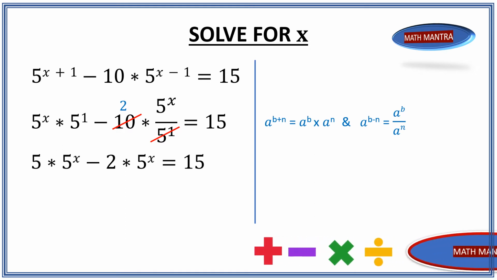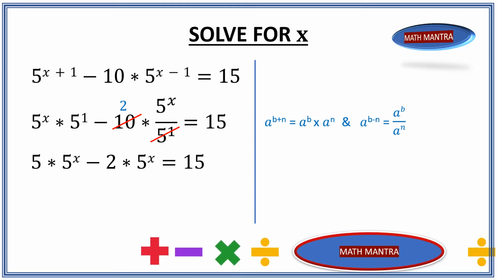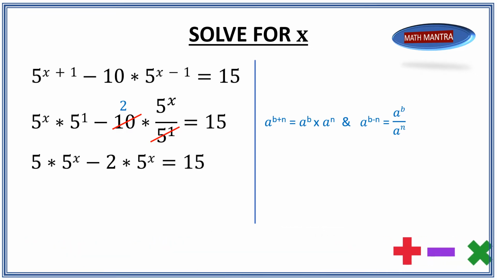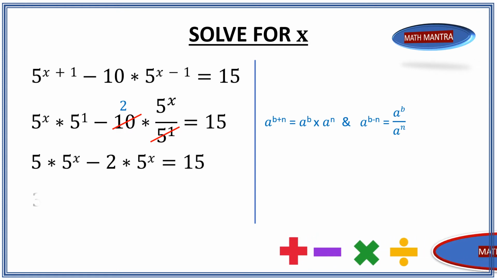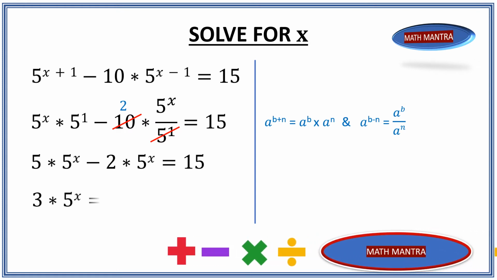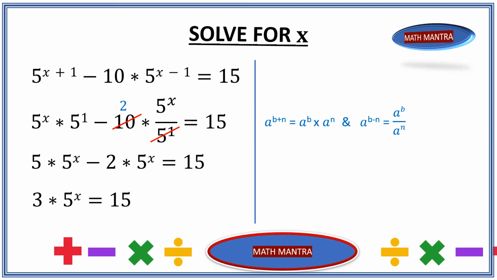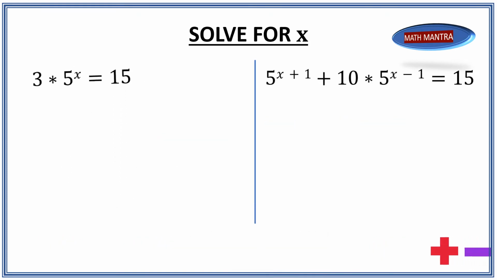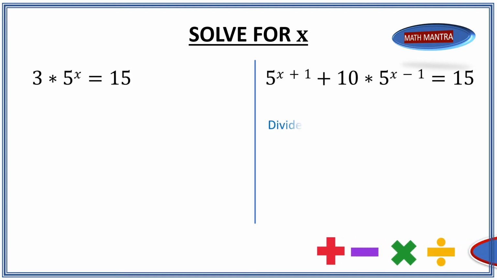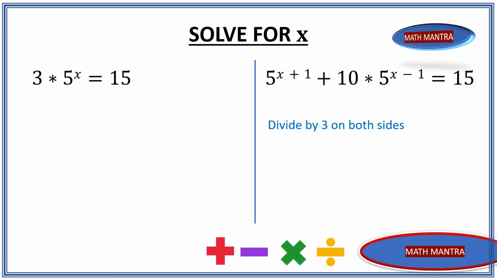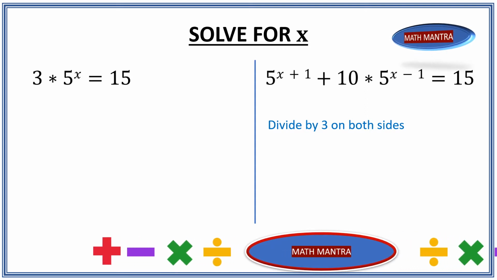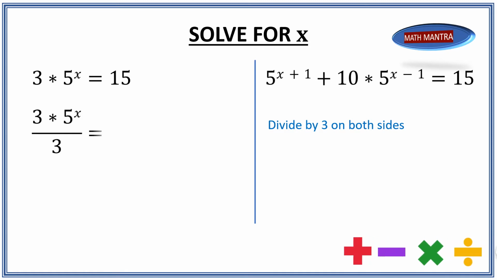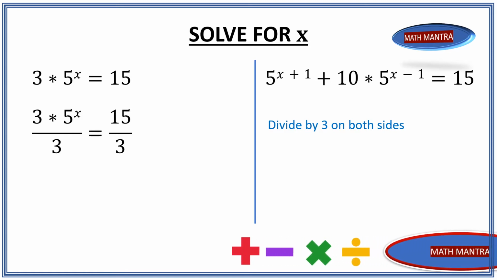So now if you look at the first and the second term, 5 to the power of x, we can take it common out, and then in brackets we can put 5 minus 2, which is 3. So we can rewrite it as 3 times 5 to the power of x is equal to 15. We can divide by 3 on both sides of the equation. So 3 times 5 to the power of x divided by 3 is equal to 15 divided by 3.